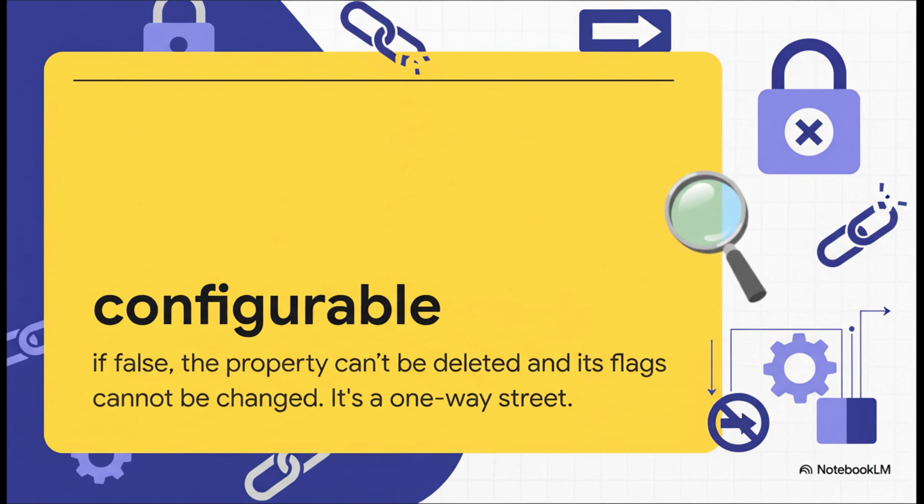So what does this point of no return actually mean? Well, when configurable is false, you can no longer delete the property, and you can't change its other flags. You can't make it enumerable again, and you definitely can't switch configurable back to true. You are essentially locking down the very definition of the property. It's an incredibly powerful tool, but you have to use it with caution.